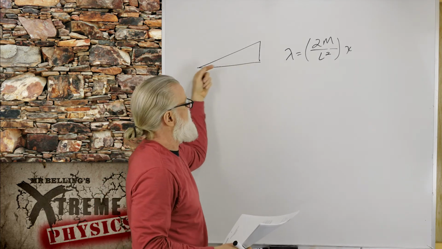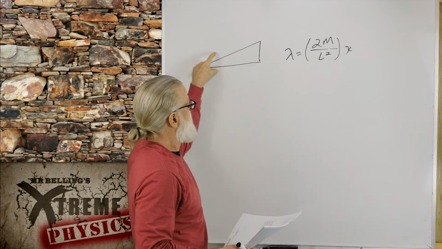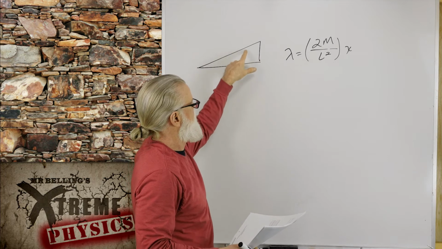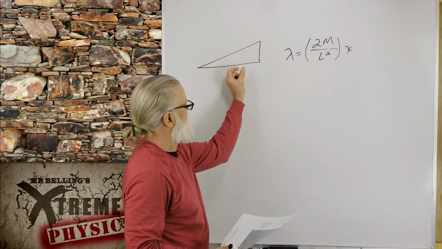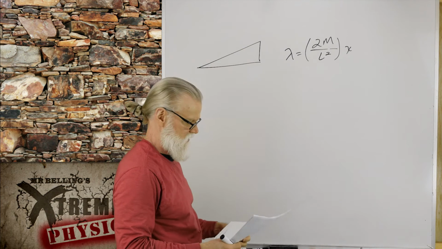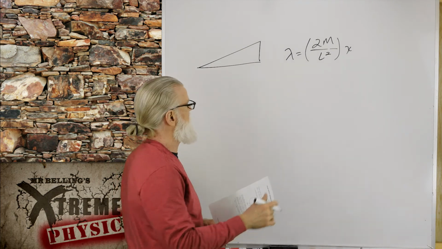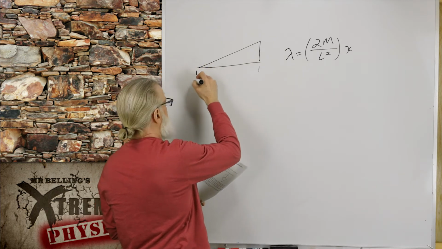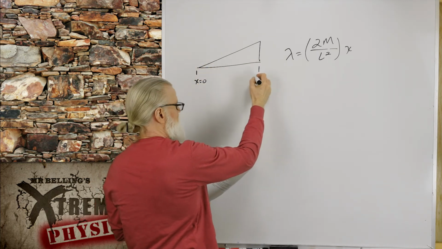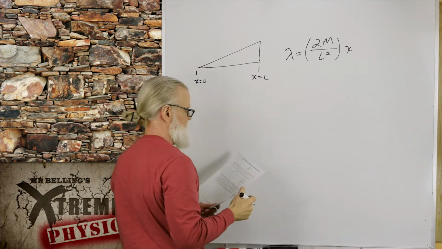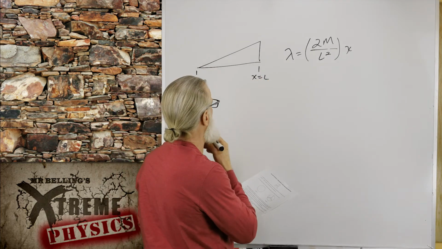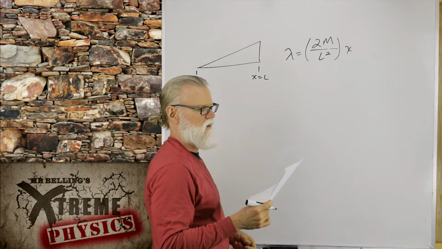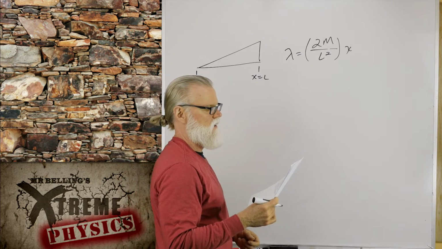And it kind of makes sense that it looks like this because you could see that it's a triangle. So the linear mass density goes up with distance. All right, so that is it. They set this up and they said x equals 0 here, and here x equals L. All right, so we need to find the moment of inertia of this rotated about one end of the rod.